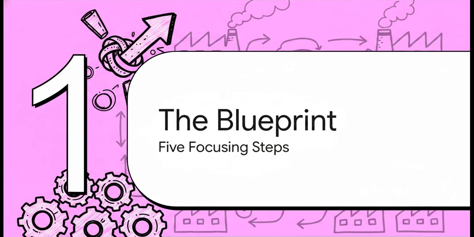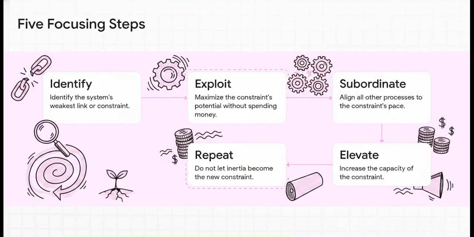So, how do we actually fix these bottlenecks? Well, that brings us to the blueprint, the 5 focusing steps. TOC provides this incredibly practical repeating cycle. Step 1, identify the constraint. You've got to find your weakest link. Step 2, exploit it. That means making absolutely sure that bottleneck is being used to its maximum potential. No downtime.